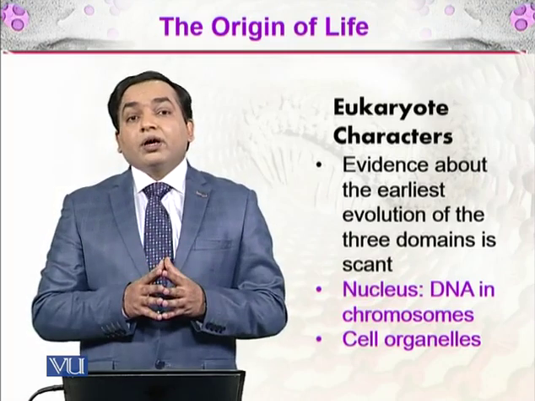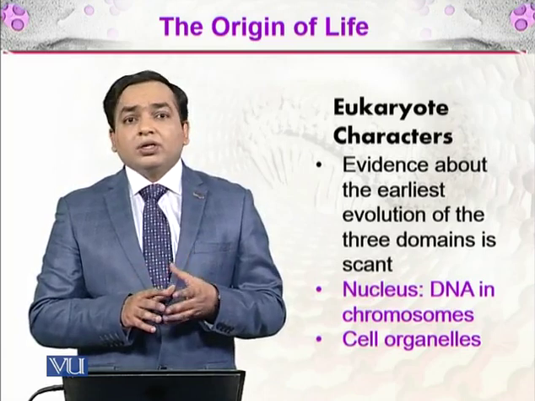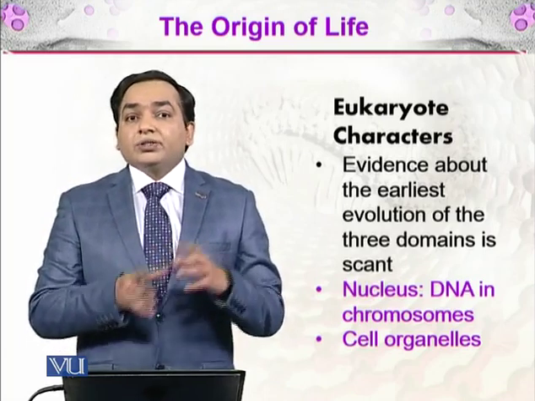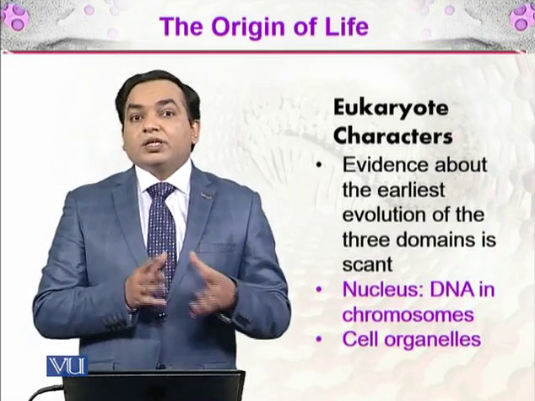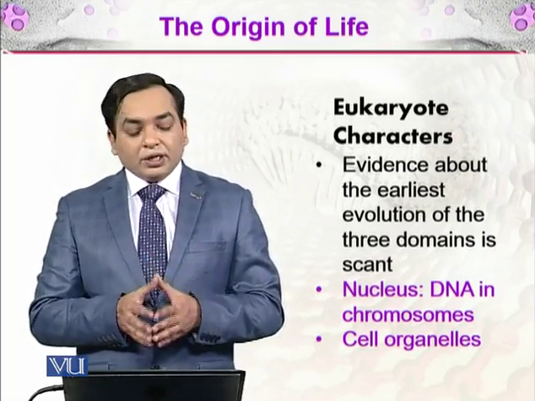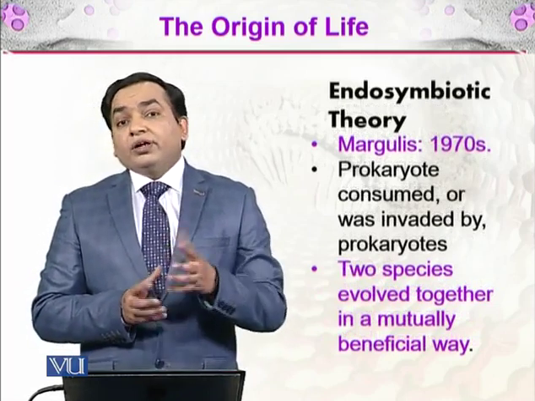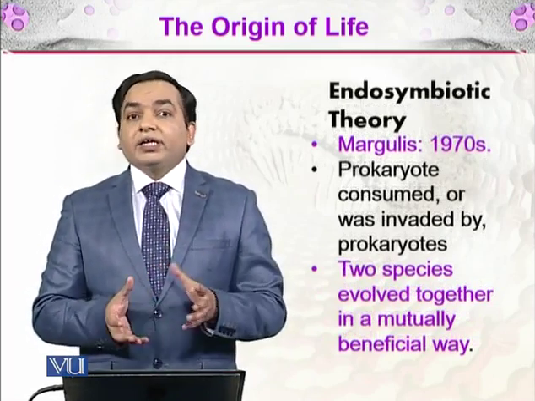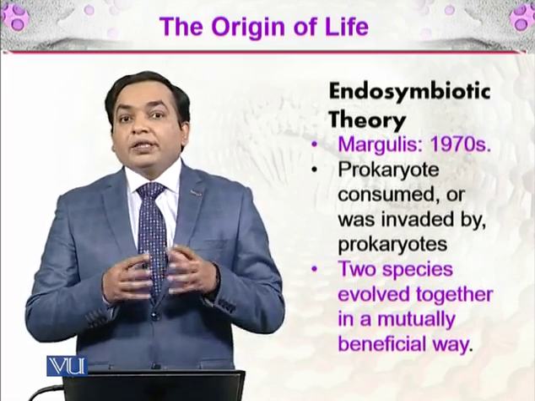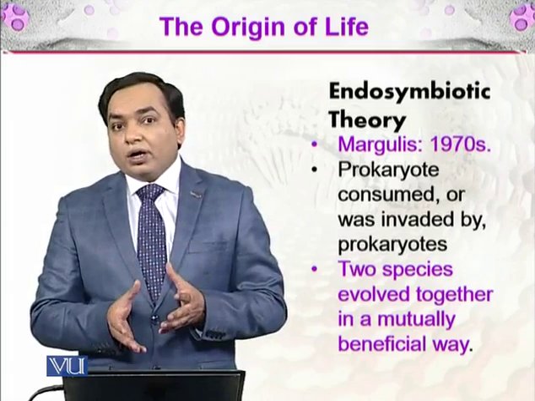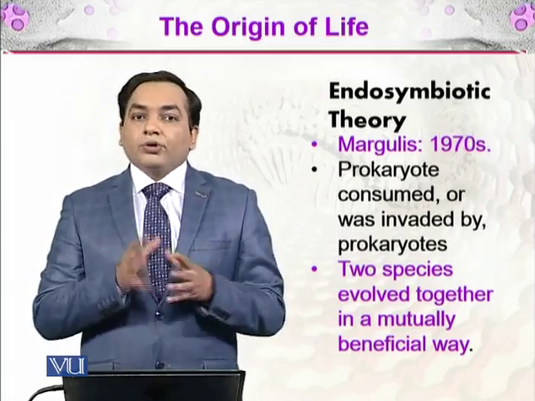Another thing about the eukaryotes is the cell organelles. The mitochondria, chloroplast, and Golgi apparatus are some of the membrane-bounded organelles which are only present in the eukaryotes. These are not present in the prokaryotes. So where did these membrane-bounded organelles, including nucleus, chloroplast, and mitochondria, come from, or how did they make the prokaryotic cell a eukaryotic cell?